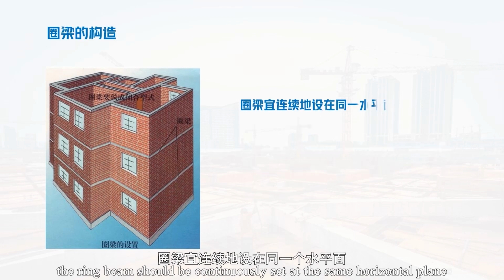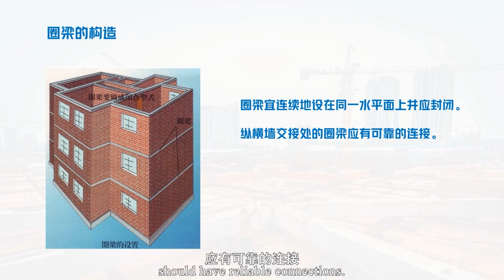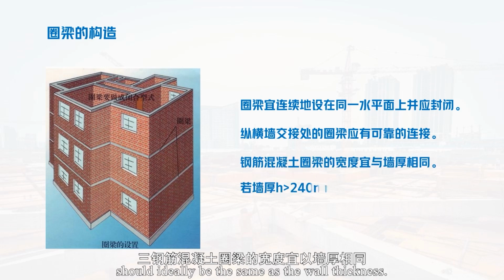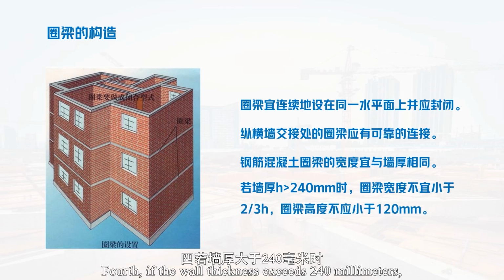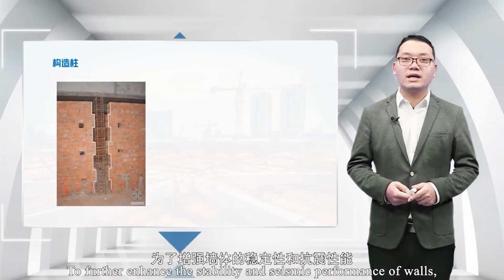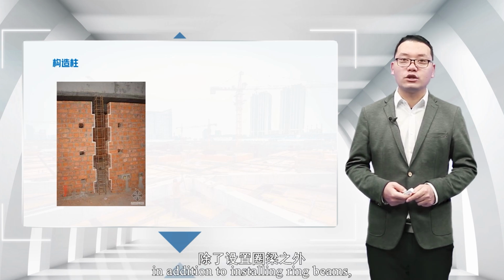First, the ring beam should be continuously set at the same horizontal plane, and should form a closed loop. Second, the ring beams at the intersections of longitudinal and transverse walls should have reliable connections. Third, the width of the reinforced concrete ring beam should ideally be the same as the wall thickness. Fourth, if the wall thickness exceeds 240 millimeters, the width of the ring beam should not be less than 1/3 of its height.